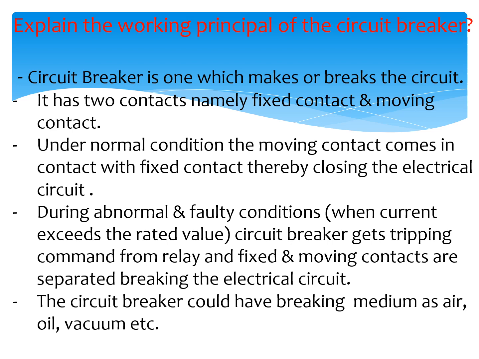relay and the fixed and moving contacts are separated, breaking the electrical circuit, thus isolating the faulty circuit from the healthy electrical supply. The circuit breaker could have a breaking medium such as air, oil, vacuum, and based on these they are called air circuit breakers, oil circuit breakers, vacuum circuit breakers, or SF6 circuit breakers.